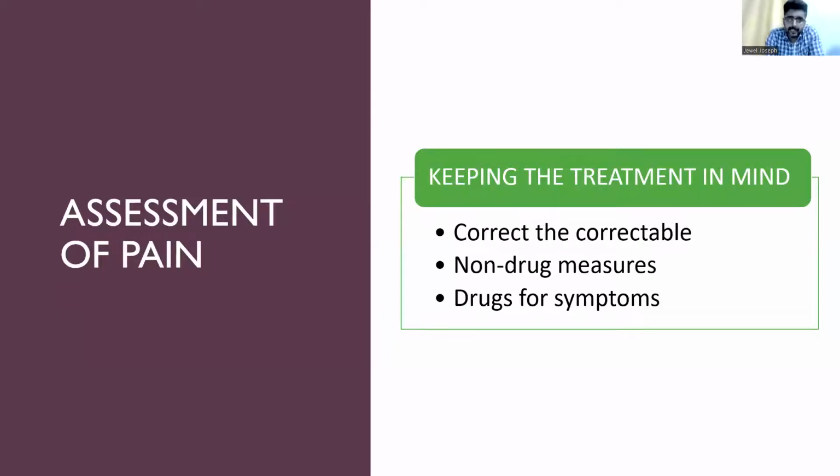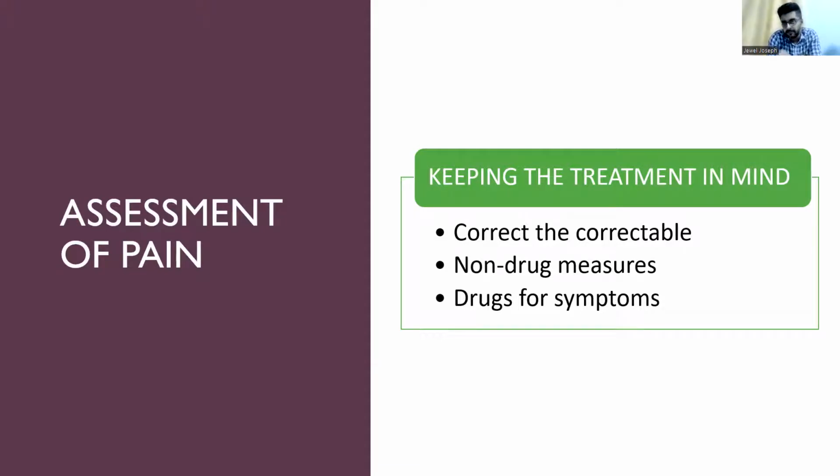Since we have just classified the pain in a broad sense, let us come to assessment of pain. The idea of assessment is to manage the pain, right? So before going into the assessment, it is beneficial to keep the treatment in mind. In palliative care in general, we say there are three principles for proper treatment. One is correcting the correctable, second is non-drug measures, and third is drugs for symptoms. Correcting the correctable is anything that we can correct which will improve the symptoms or the quality of life of the patient. We should do that.